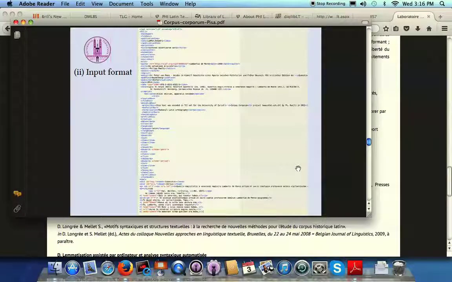But basically, a TEI XML file consists of a header. Here you see TEI header. And of the text itself. The header contains information, for example, about the author. So information we need for our Corpus Corporum is an author. If it's anonymous, the author can be called anonymous, which is not a problem, but you need this information. Then you need the title of the work.